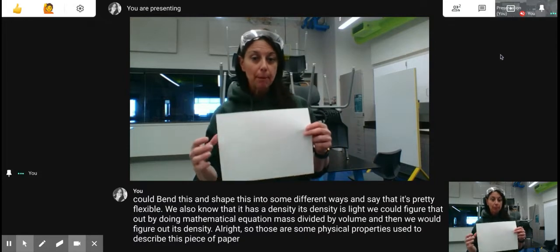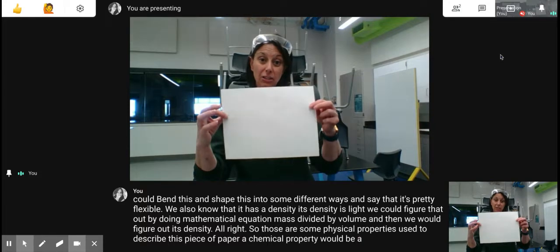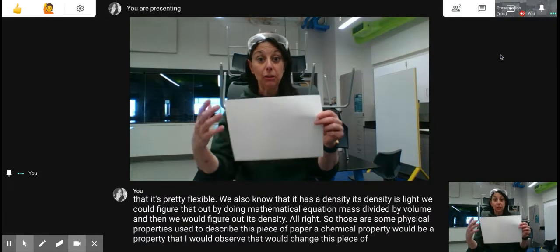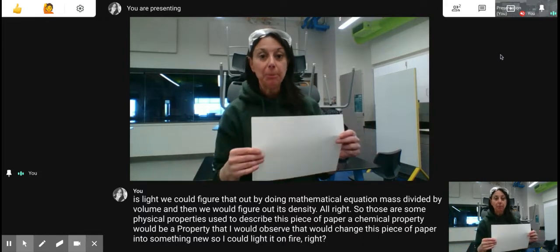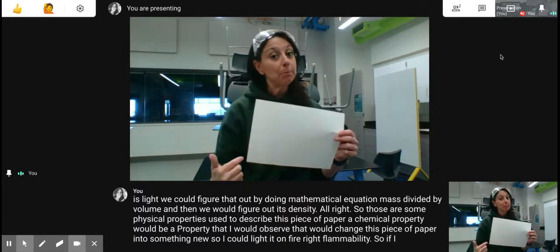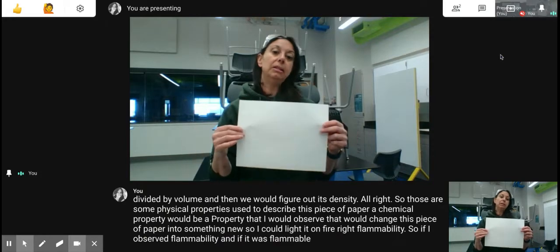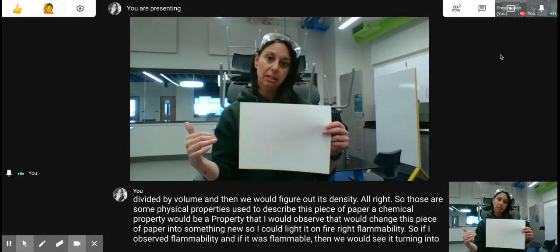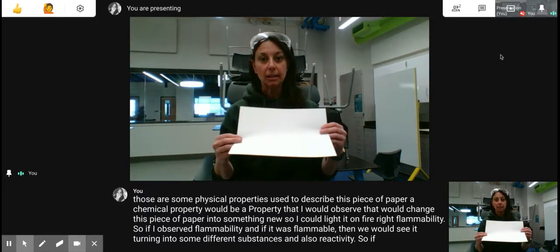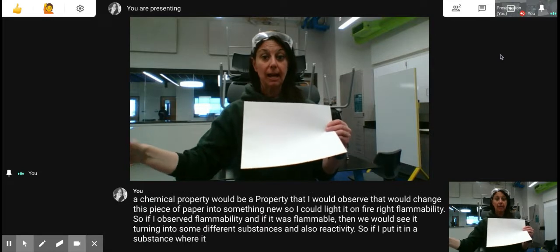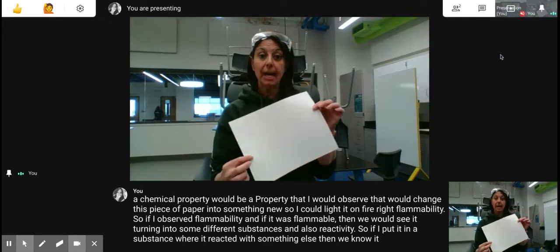A chemical property would be a property that I would observe that would change this piece of paper into something new. So I could light it on fire, right? Flammability. So if I observed flammability, and if it was flammable, then we would see it turning into some different substances. And also reactivity. So if I put it in a substance where it reacted with something else, then we know it has that property of reactivity.